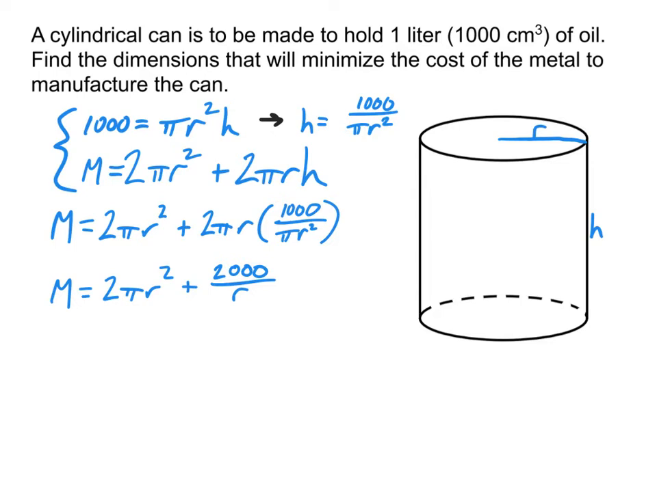And now that we have that, this is the equation that we're going to find the derivative of, and then we'll set it equal to 0. So, find the derivative of this equation now, set it equal to 0 and solve.